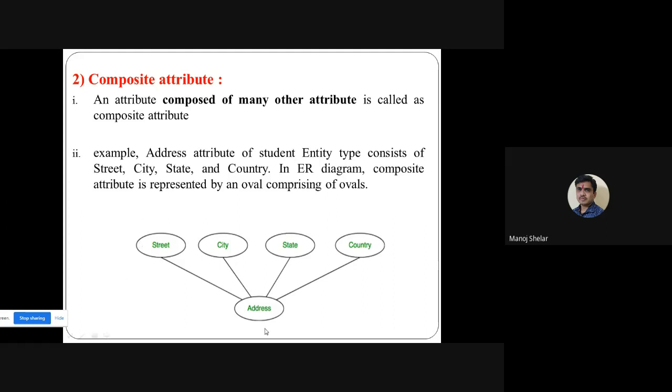Second example of a composite attribute: name. Suppose a student name, person name or customer name is divided into first name, middle name and last name. So name is a composite attribute, meaning a particular attribute divided into subparts. So this attribute is called a composite attribute.